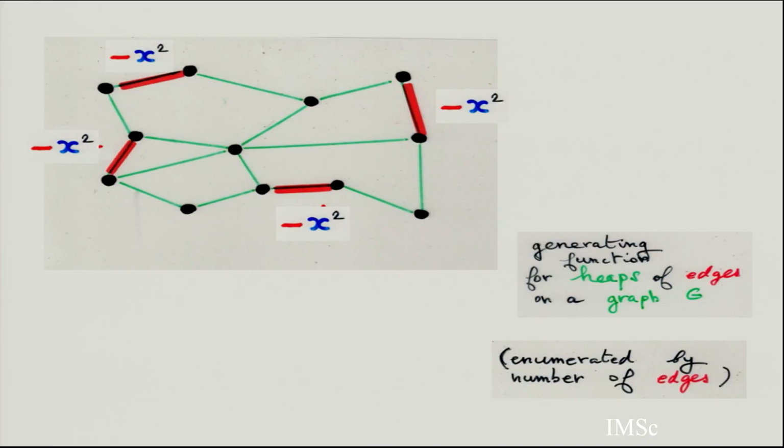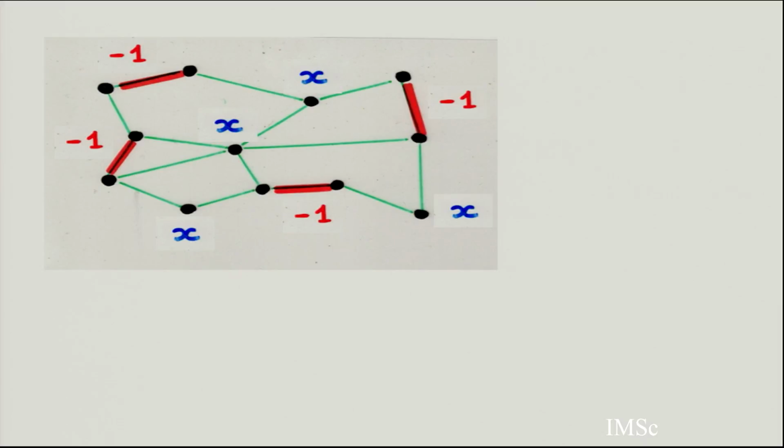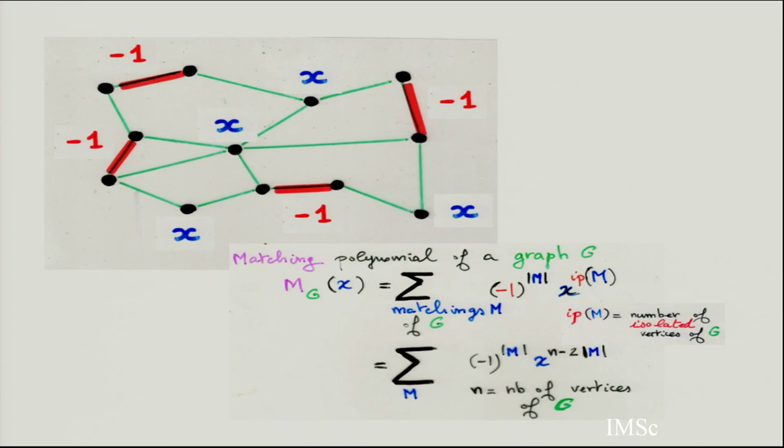Okay, so you understand the weight of the matching. I put a minus 1 for each dimer. That's the rule. The coefficient a_k is the number of matchings of the graph with k dimers, and you put minus 1 per k. You don't lose any information.